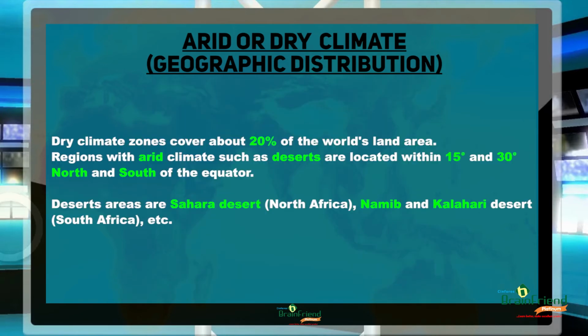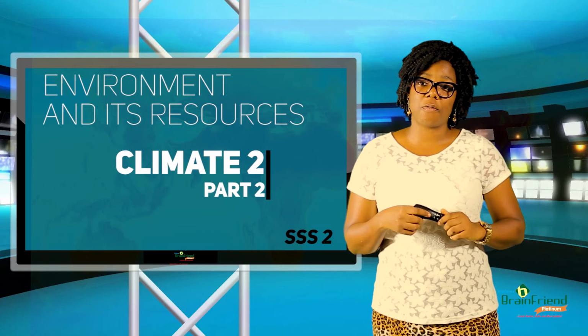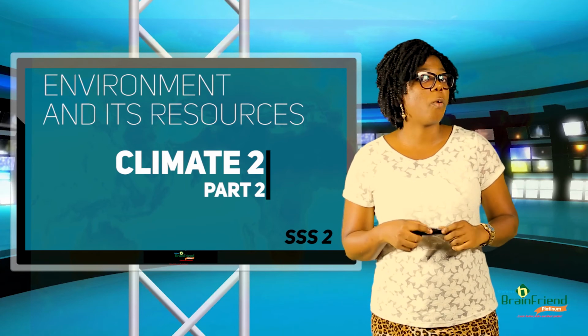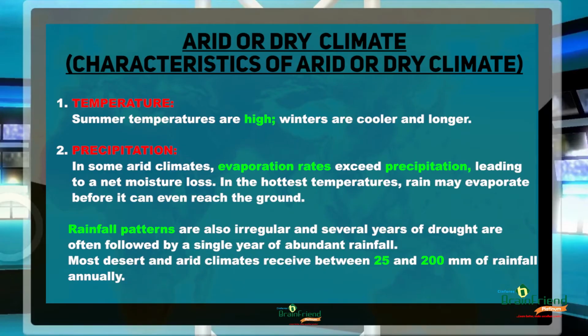Some examples of arid regions are the Sahara Desert found in North Africa, Namib and Kalahari Desert found in South Africa. Deserts are regions with arid or dry climates. Some characteristics of arid climates are: 1. Temperature. Summer temperatures in arid climates are high, while winter temperatures are usually cooler and longer.